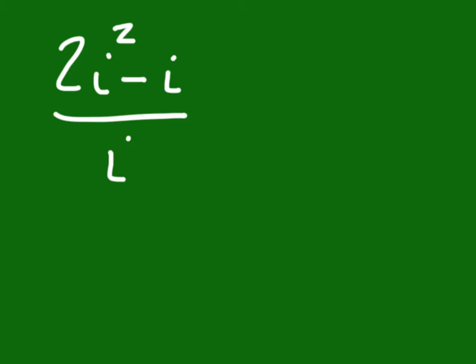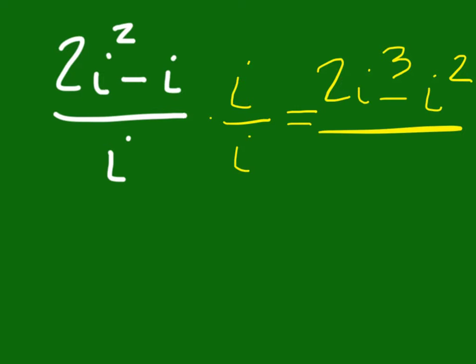Example 2. You want to get an even power of I on the bottom, so multiply the top and the bottom by I. On the top, I times 2I squared is going to be 2I to the third. And then when you multiply I times I, keeping the sign in the middle, you get I squared. On the bottom, I times I is I squared.